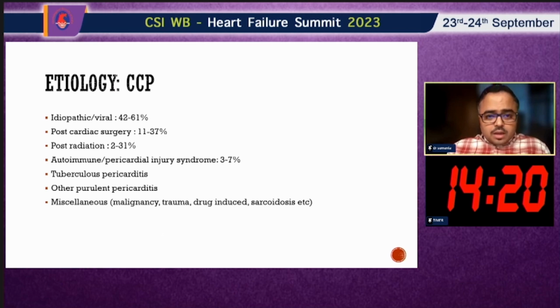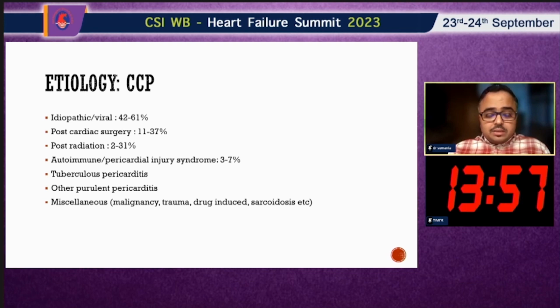We know, as the international literature is saying, that idiopathic or viral pericarditis leading to constrictive pericarditis amounts to around 50%. Post cardiac surgery is around 10 to 15%. Post radiation is around 5 to 10%. Autoimmune or pericardial injury is around 5 to 10%. Tuberculous pericarditis, there is no data available in international books.